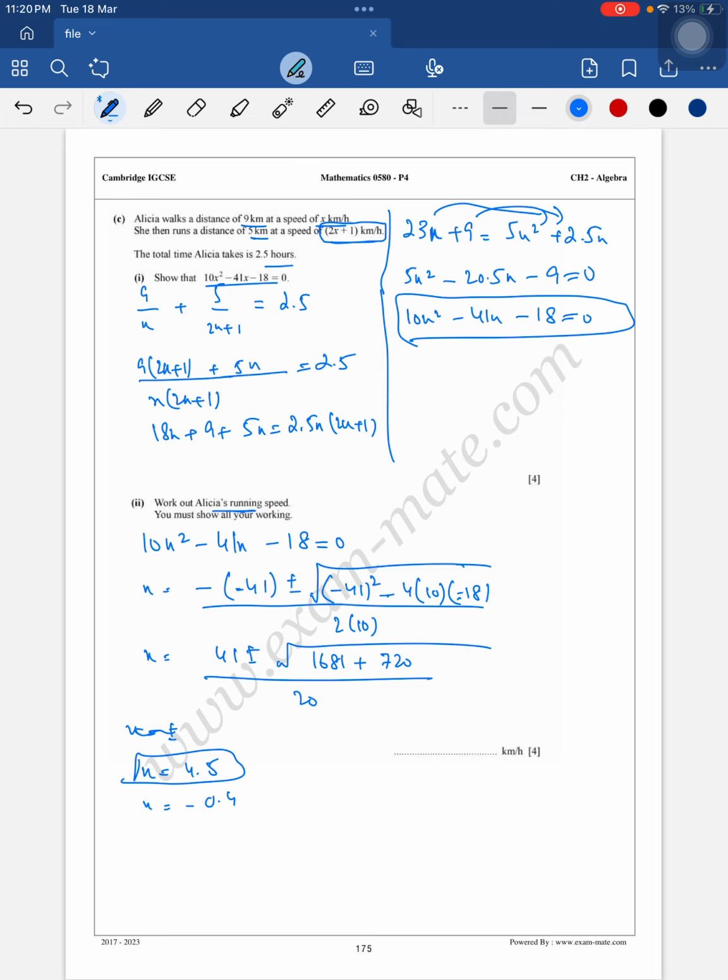Now the running part: she was running at a speed of 2x plus 1 kilometers per hour. The question is to work out Alicia's running speed. Running speed is 2x plus 1. So 2x plus 1 means 2 into 4.5 plus 1. 4.5 into 2 is 9. 9 plus 1 is equal to 10 kilometers per hour. Clear?